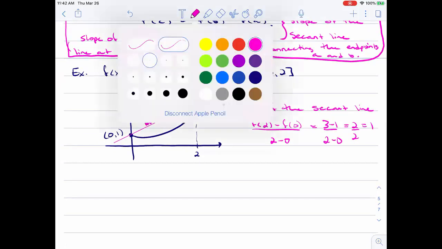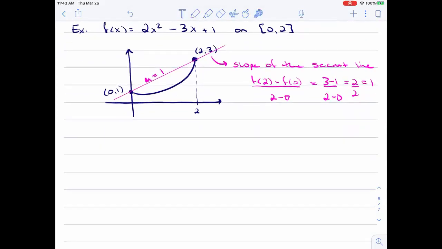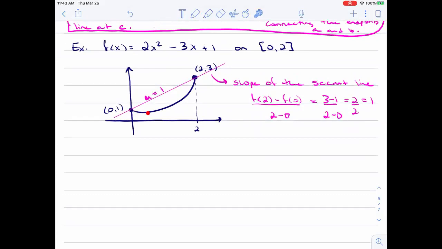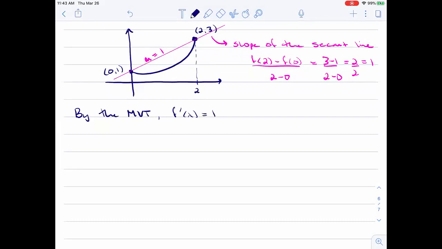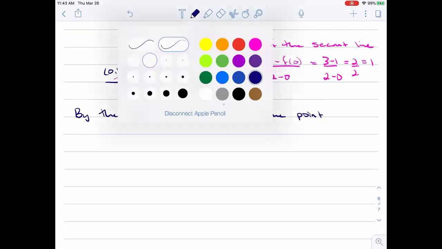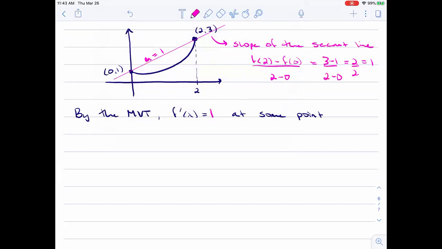Okay. What this is telling me, right, is that at some point, so the mean value theorem says that at some point between, so on this interval, there is a point that has the same slope of the tangent line as the slope of the secant line from the two endpoints, right? So what we're going to do is say that by the mean value theorem, f prime of x equals 1 at some point, right? Because this is what it is and where it came from.